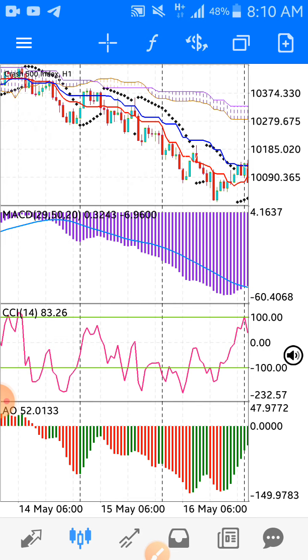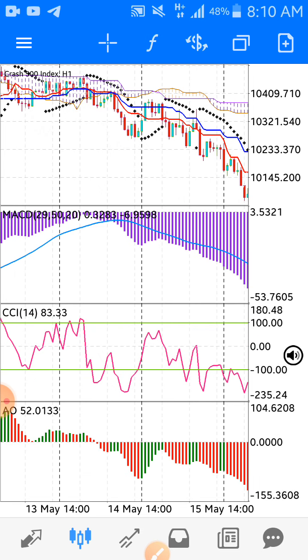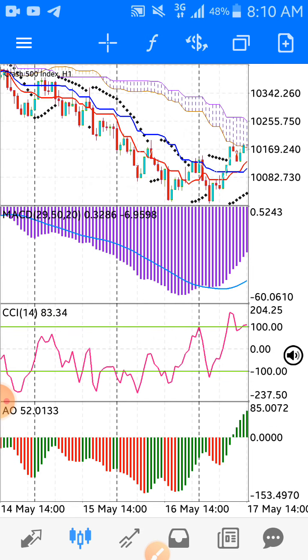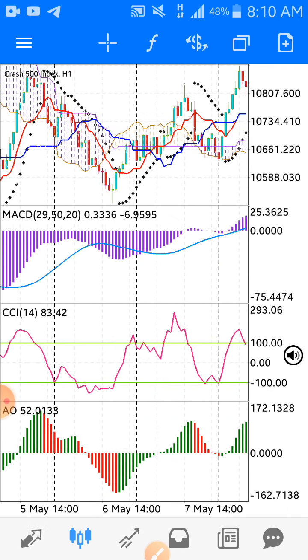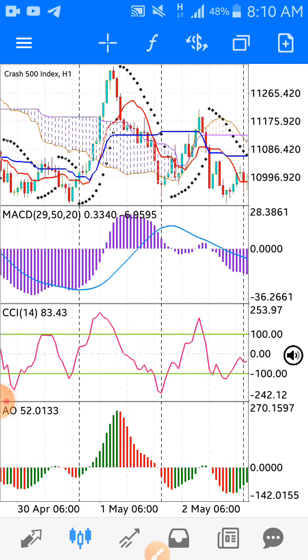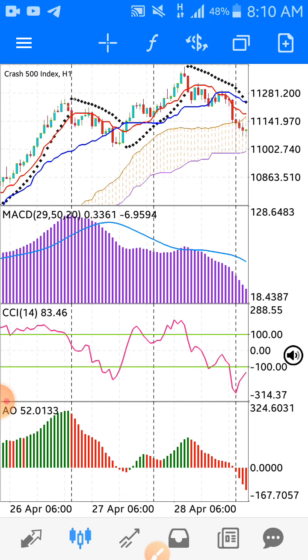All right, until the parabolic SAR. I back tested the parabolic SAR, and it is not good using it on its own, but with the Ichimoku, the MACD, and the CCI, when back tested together, the performance was beautiful, especially for holding long-term trades.